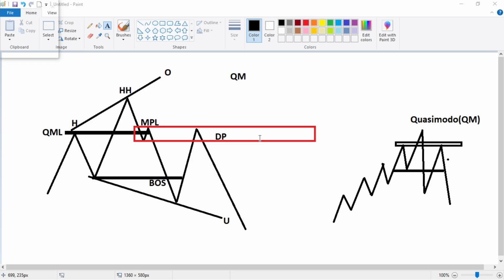In today's video, we're breaking down the Quasimodo level, also known as QML.